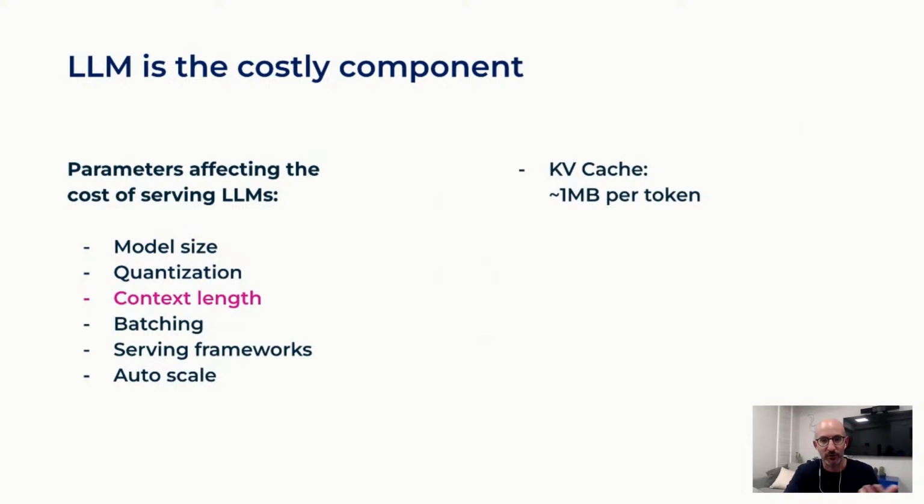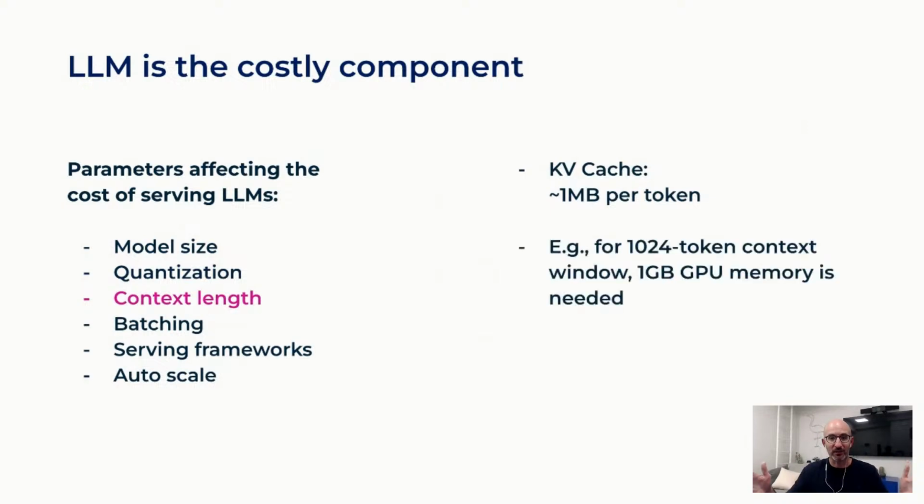So KV cache, maybe some of you heard about it. With transformers, with language models, the input tokens are being processed and the results are being cached along the way. The attention models in your transformers have this caching mechanism where some of the results are being cached. That cache can be very costly in terms of GPU memory. So it's both the input and the generated tokens that are being cached. The rule of thumb is around 1 megabyte of GPU memory for every token in your context length. So for example, if your context length is 1024 tokens, then you need 1 gigabyte of GPU memory.